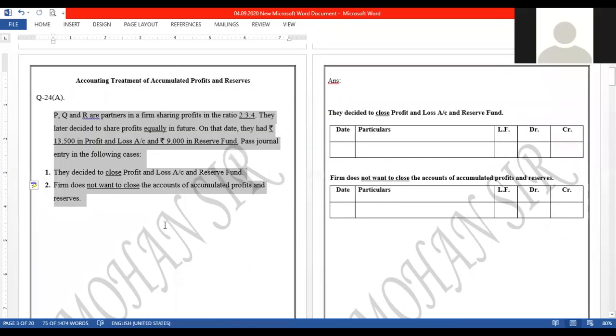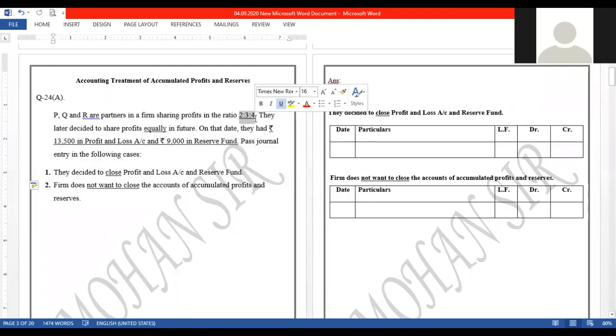P, Q and R are partners in a firm sharing profits in the ratio 2:3:4. They later decided to share profits equally in future.